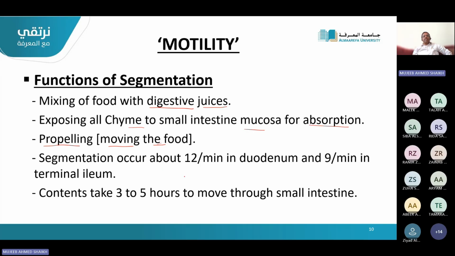Now, what is the frequency of segmentation? Different areas have different frequencies of segmentation. In the duodenum, segments occur about 12 times per minute. And in the terminal ileum, it is slightly slower, 9 times per minute. So contents will take around 3 to 5 hours to move through the whole small intestine. From the food entering the stomach and then being poured into the small intestine or duodenum, till it reaches the large intestine, it will be almost 3 to 5 hours.